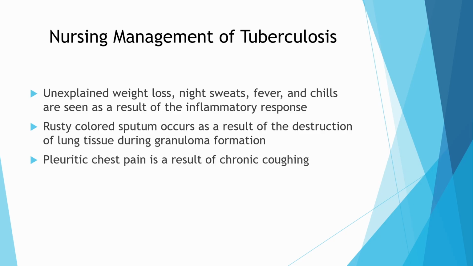So nursing management of tuberculosis, unexplained weight loss, night sweats, fever, and chills are seen as a result of the inflammatory response. That rusty colored sputum will occur as a result of the destruction of lung tissue during this granuloma formation, and then pleuritic chest pain that is a result of the chronic coughing.